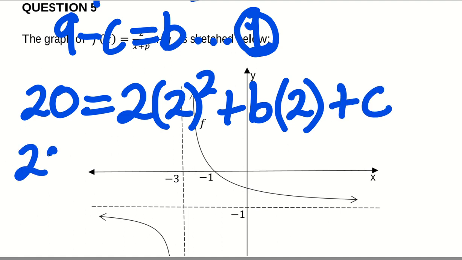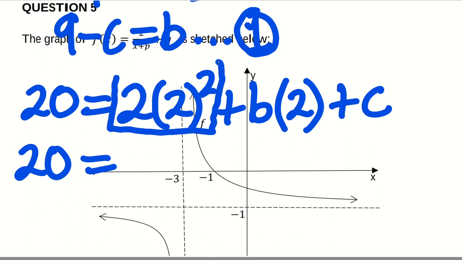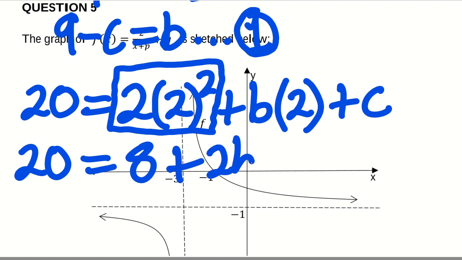So it means, in other words, it will go like this: 20 equals to, then you put this on the calculator. Some others you just put them on the calculator just to simplify things for yourself, ne? So 2 squared is 4, then 4 times 2 is 8. So when you put it on the calculator, you'll get 8. Plus b times 2 is just 2b, then plus c.